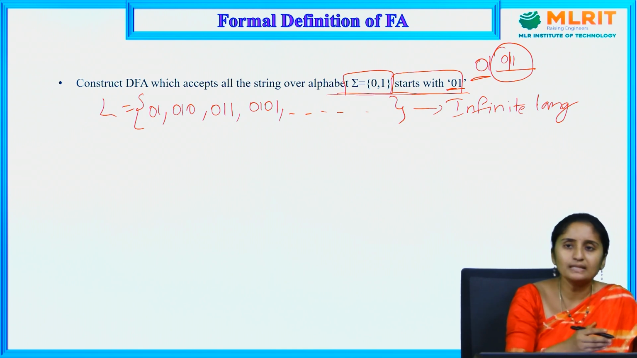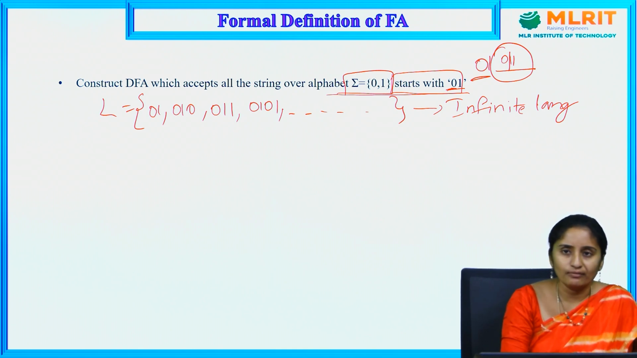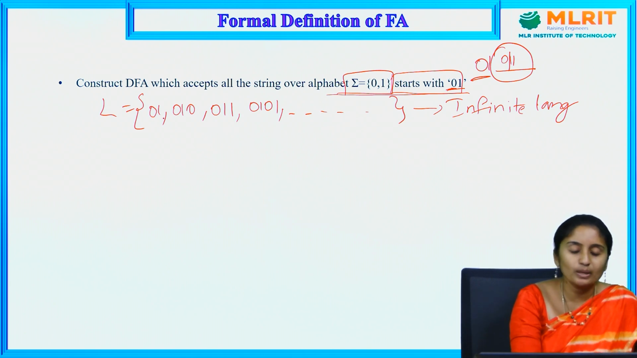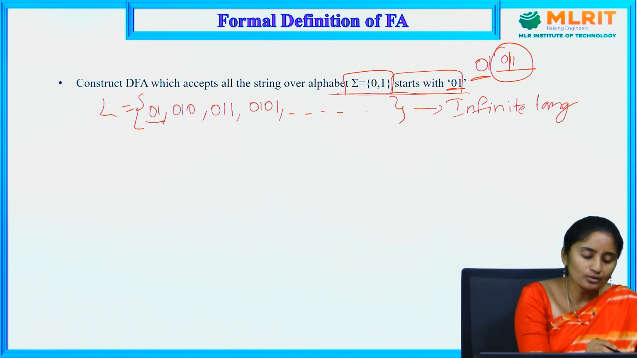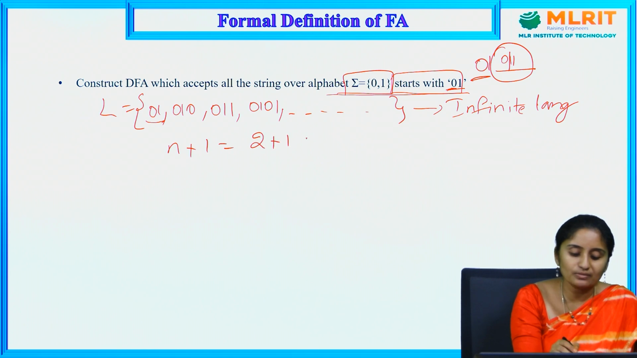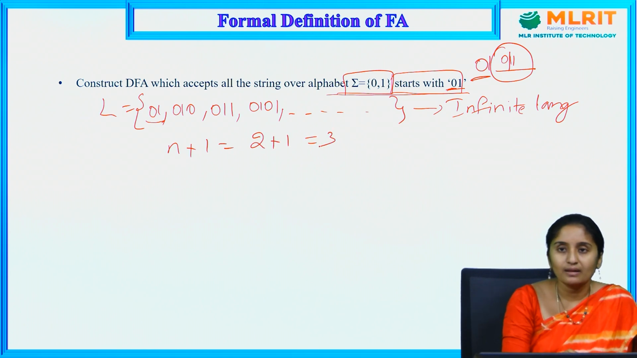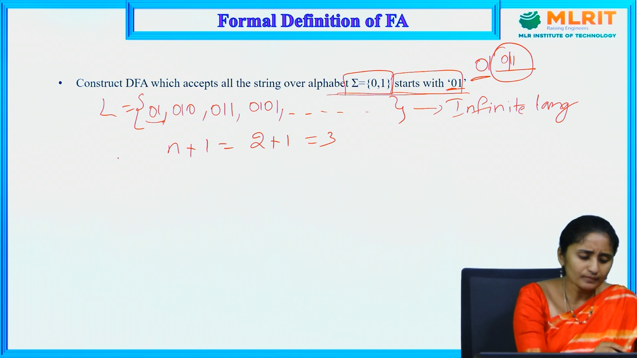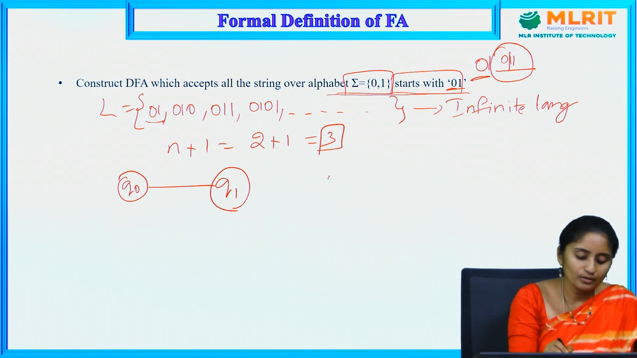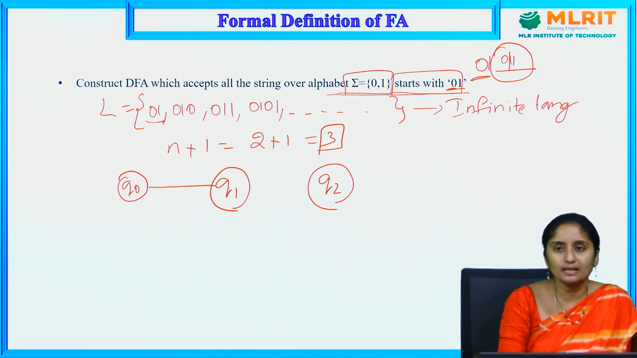Now based on this language, we are going to construct a DFA diagram. First we need to check the minimum length string from this language. The first one is the minimum length string. How much is it? 2. So the number of states we can have is n plus 1, nothing but 2 plus 1, so we can have 3 states, nothing but 3 circles. So I can have Q0, Q1, Q2.